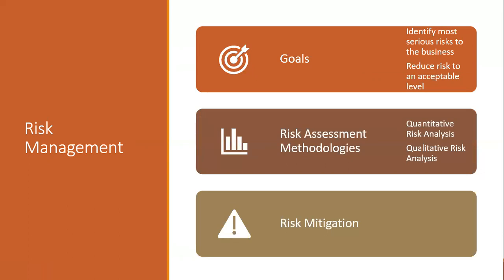What is the goal, or what are the goals of risk management? Number one, we're doing our risk management so that we can identify the most serious risk to the business. And number two, once we've identified those risks, we seek to reduce that risk to an acceptable level, not to eliminate risk, but to reduce risk to an acceptable level.